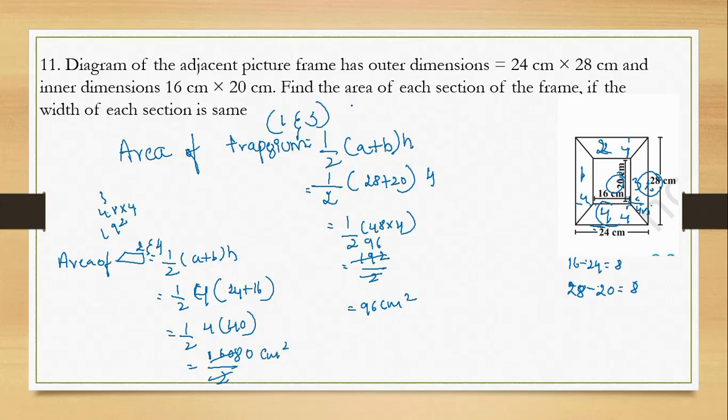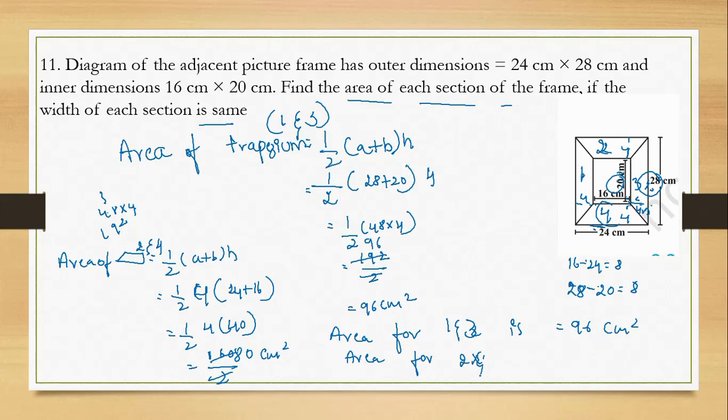So here they asked us to find the area of each section in the frame. The width of each section is same, so then we get the area for 1 and 3 is 96 centimeter square, and area for 2 and 4 is 80 centimeter square. Thank you.